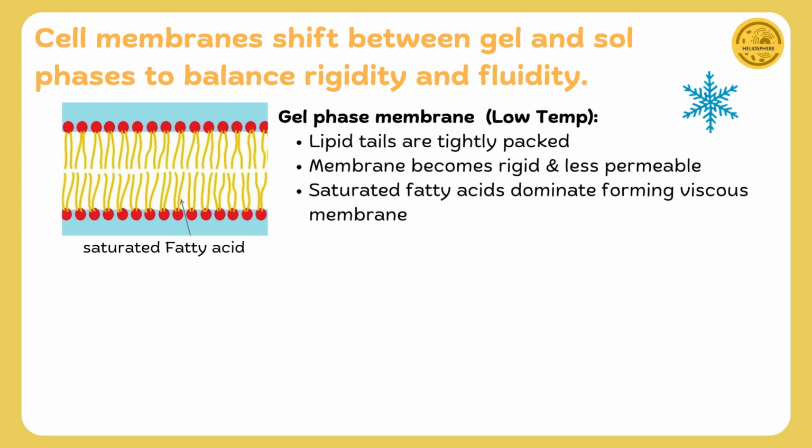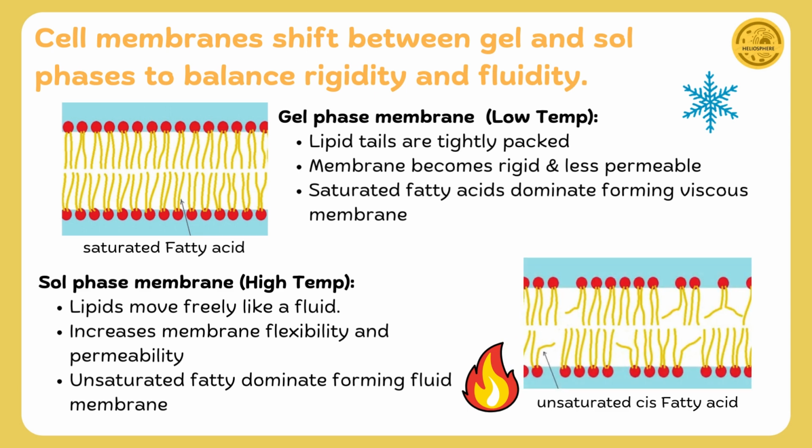In the gel phase, lipids are tightly packed and movement is minimal. The membrane becomes rigid, less flexible, and less permeable. In contrast, the sol phase is dynamic. Lipids move more freely, giving the membrane a fluid and flexible nature. This shift between gel and sol phases is influenced by temperature and lipid composition.